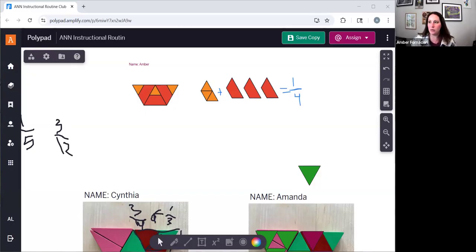And I thank you for making me use Polypad again because it's been a little while and it refreshed my memory on how to do some things.